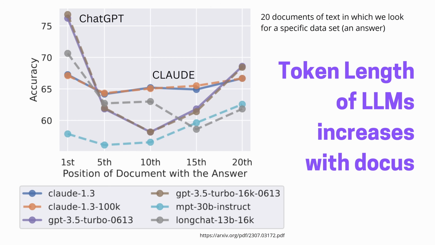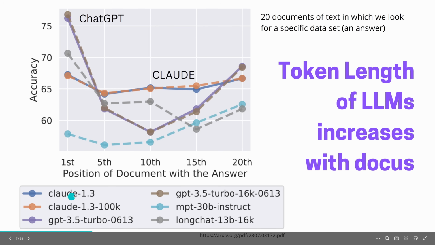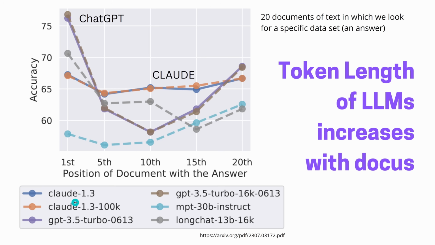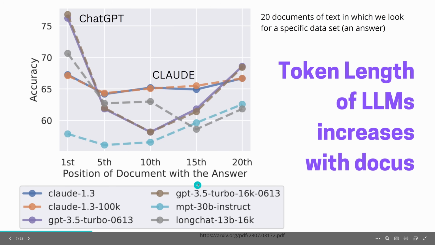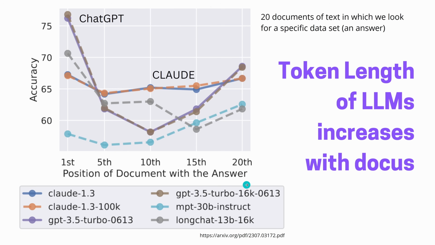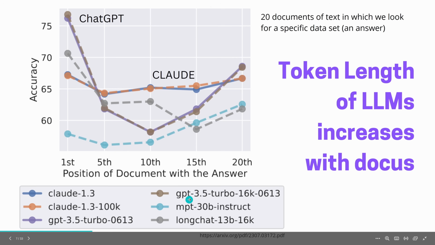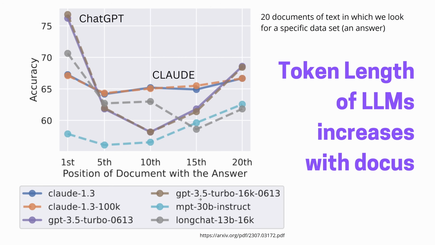And now we have LLMs. We have LLMs from Claude, those are the dark blue, and the long version of Claude, which has a context length of 100K tokens, this is in orange. And then we have 2 ChatGPT models, the normal ChatGPT and the ChatGPT with 16K that is in brown. And then we have one in light blue. This is our MPT-30B-Instruct model. And now let's look at the performance of those LLMs.